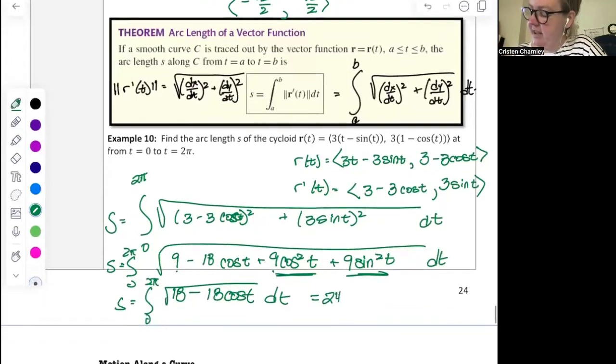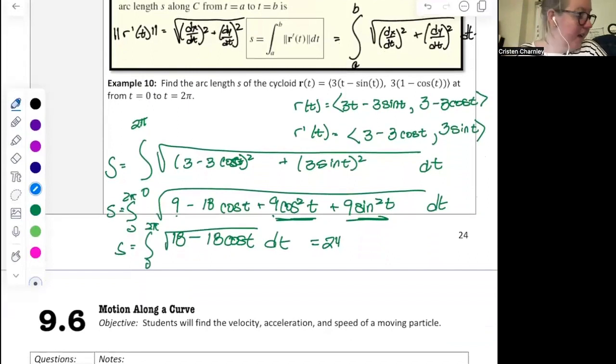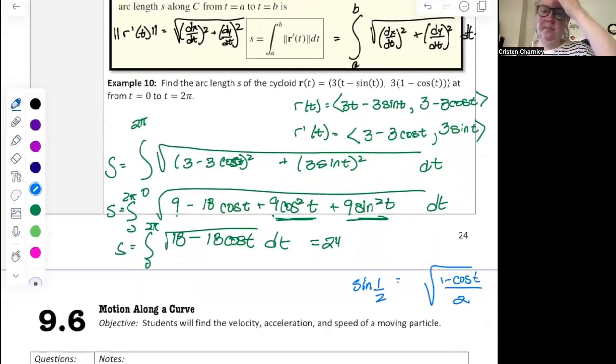And let me just jot down that identity for anybody who's interested. Sine of t over 2 is equal to the square root of 1 minus cosine t over 2. You can do a little bit of manipulating there with the 2 and replace that in the identity to integrate. But regardless, your answer is 24. Good luck with those. Let me know if you have any questions.